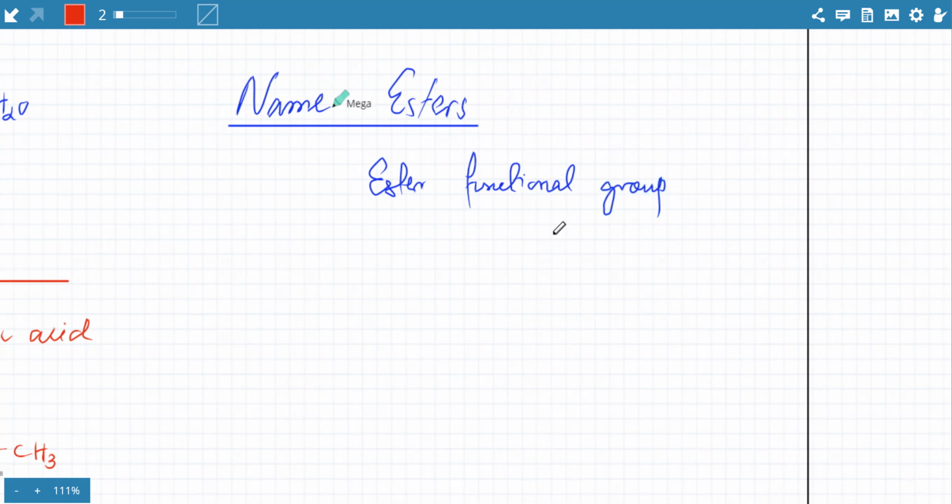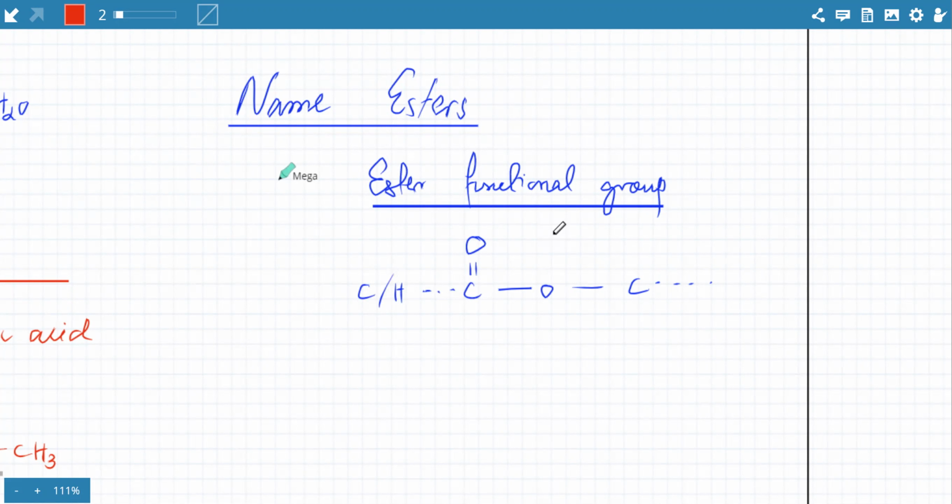So this over here is the ester functional group. It's C double bond O, and there's an O over here, and there's a carbon chain over here. There's going to be a carbon chain or a hydrogen atom on this side. Anyways, this central part is your ester functional group, right in the middle of the chain. That's your ester functional group.